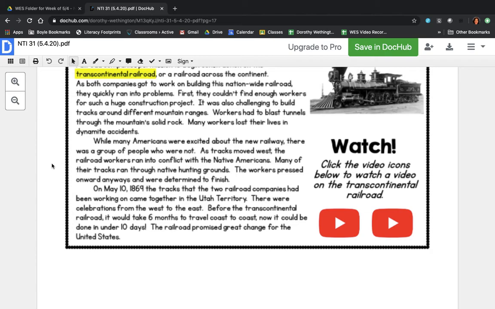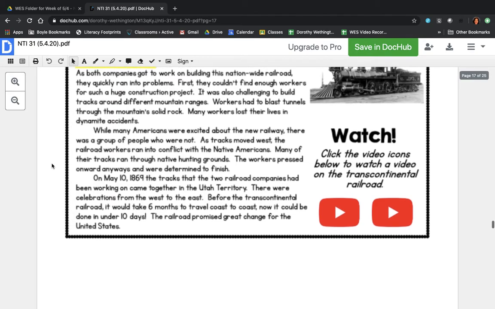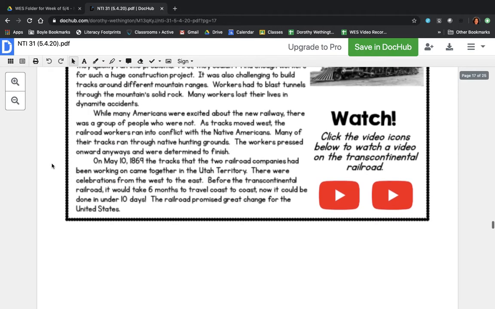While many Americans were excited about the new railway, there was a group of people who were not. As tracks moved west, the railroad workers ran into conflict with the Native Americans. Many of their tracks ran through native hunting grounds. The workers pressed onward anyways and were determined to finish.